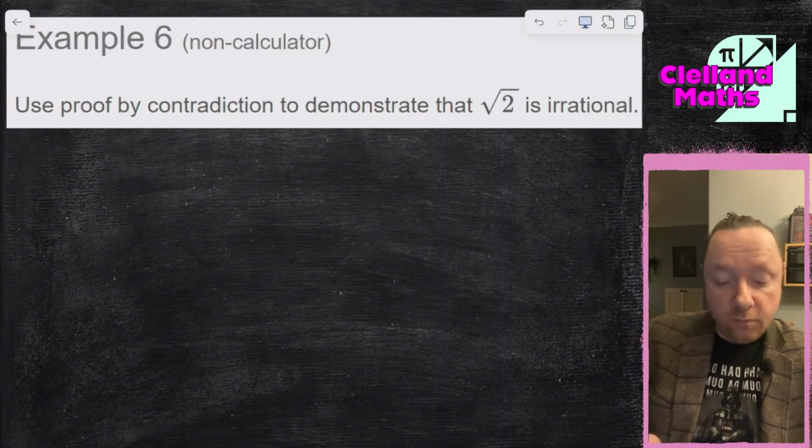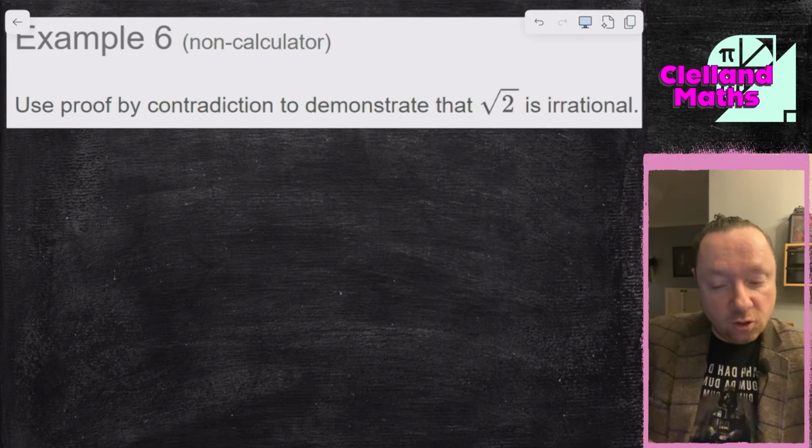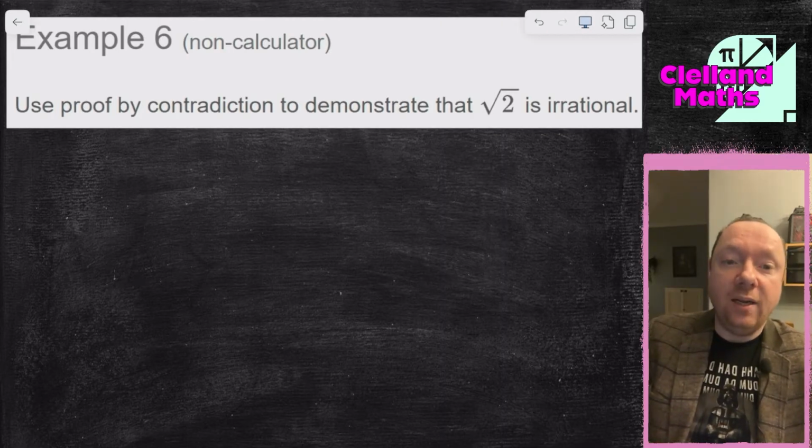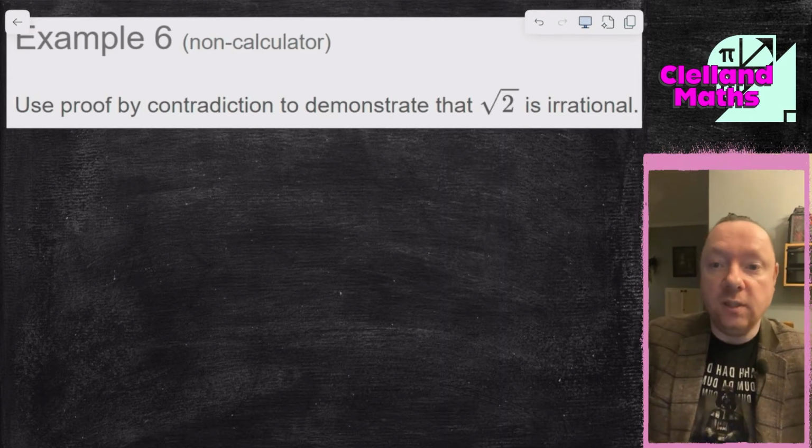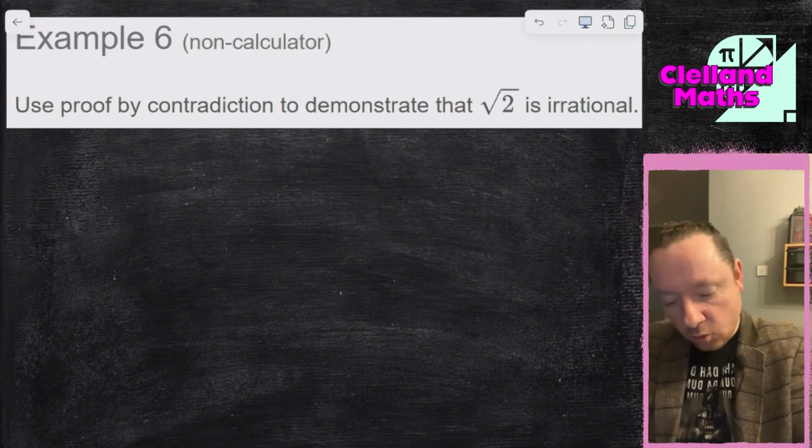So we want to prove that root 2 is irrational. So we're just going to assume that the opposite is true, the negation of it. We're going to assume that root 2 is rational and lead to a contradiction or an impossibility, and therefore it must be the opposite. So suppose, for instance, that root 2 is rational.